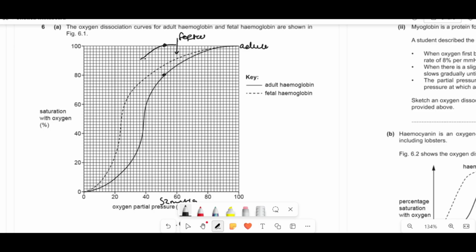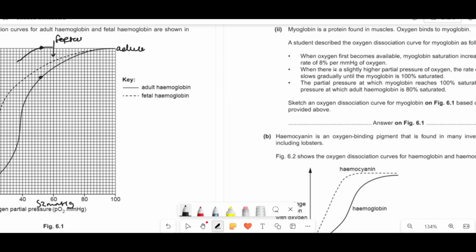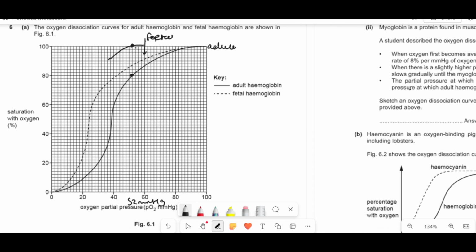So if it's going at 8, because that's what they've told you, 8% per mmHg of oxygen, then if I draw that out, we just have to keep doing 1 mmHg at a rate of 8. If I look at where this straight line is about to start, I'm being very generous with that line, but it's about 30. 2, 4, 6, 8, 10. The question's told you that for each and every single mmHg of oxygen, you go at a rate of 8%. So if I'm at 80, then each square means I'm dropping by 2.